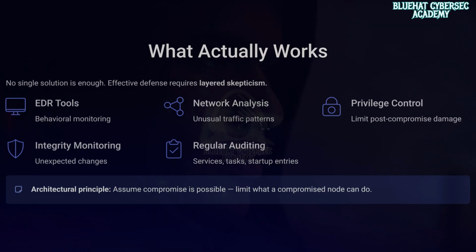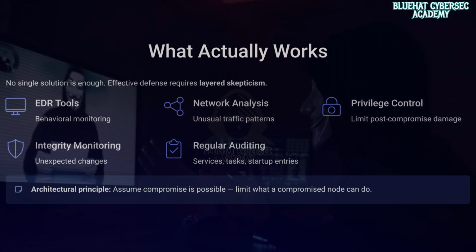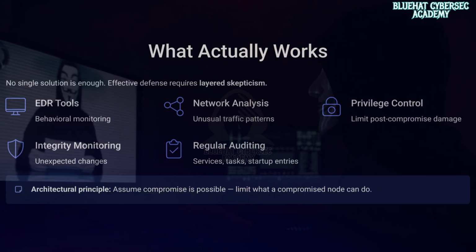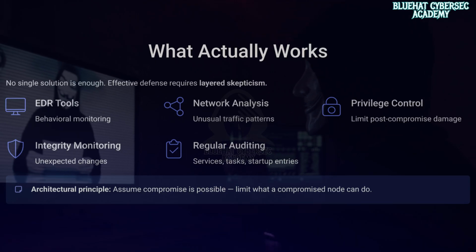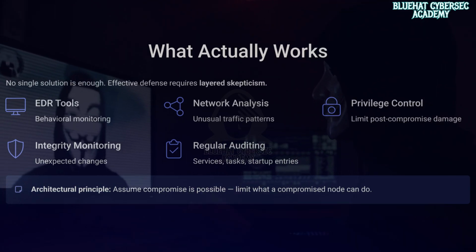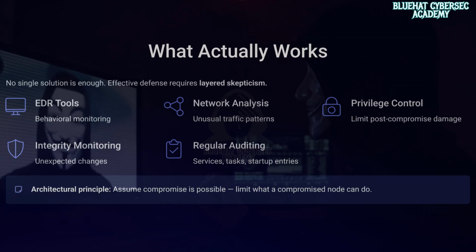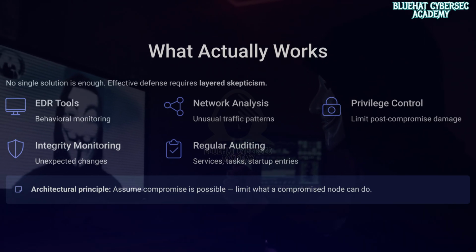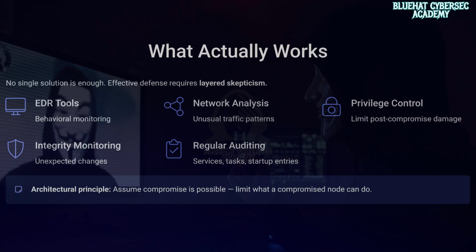Now let's talk defense and what actually works in the real world. No single solution is enough. Effective defense requires layered skepticism. That includes endpoint detection and response tools for behavioral monitoring, network traffic analysis for unusual communication patterns, strict privilege control to limit post-compromise damage, system integrity monitoring for unexpected changes, and regular auditing of services, scheduled tasks, and startup entries.